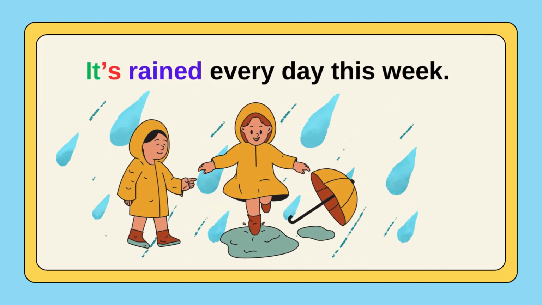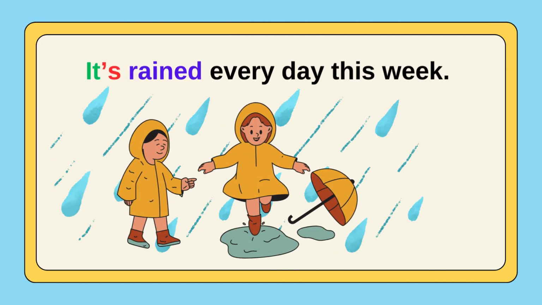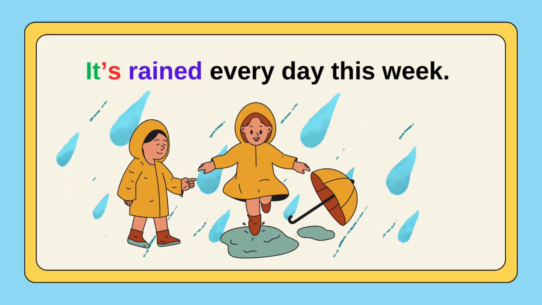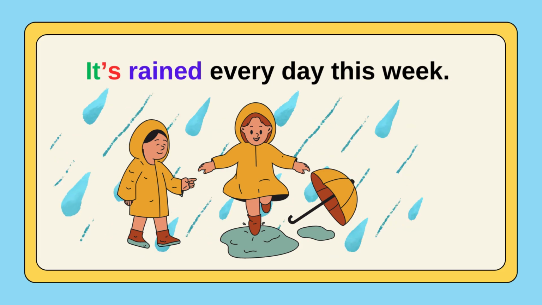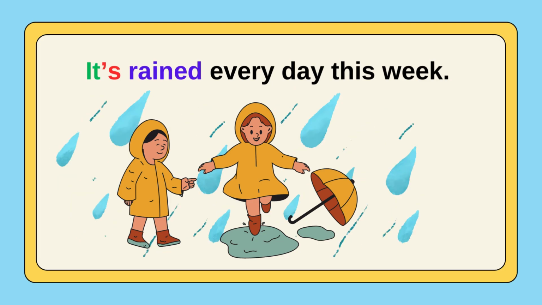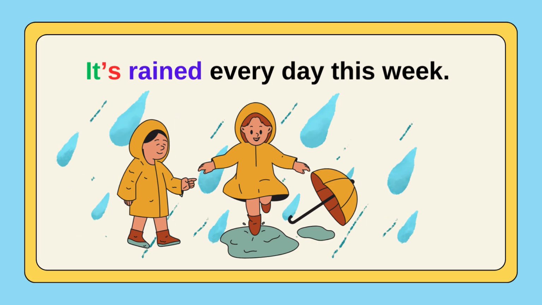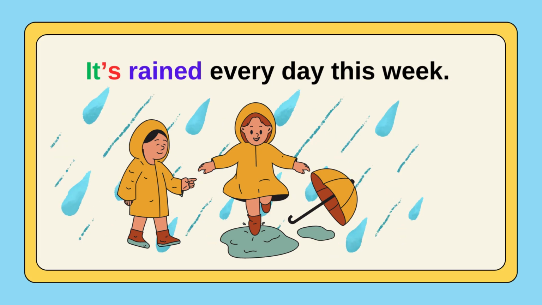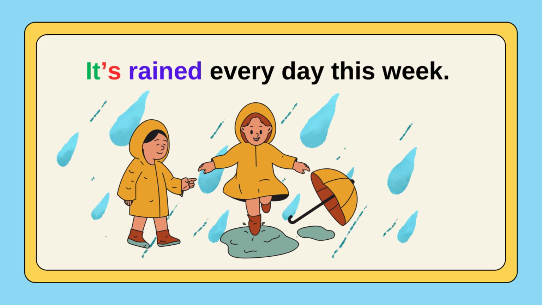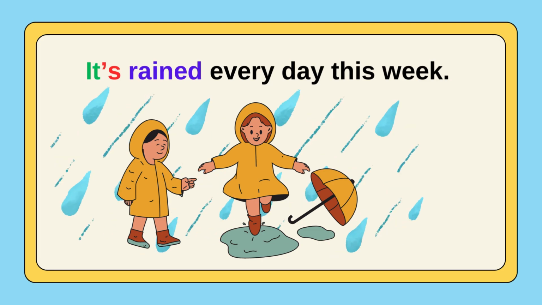Another way we can use the present perfect is to talk about an action that continues to happen over time, such as the sentence, "It's rained every day this week." It's in this sentence is a short form of it has. You could say, "It has rained every day this week," and it would mean the same thing.